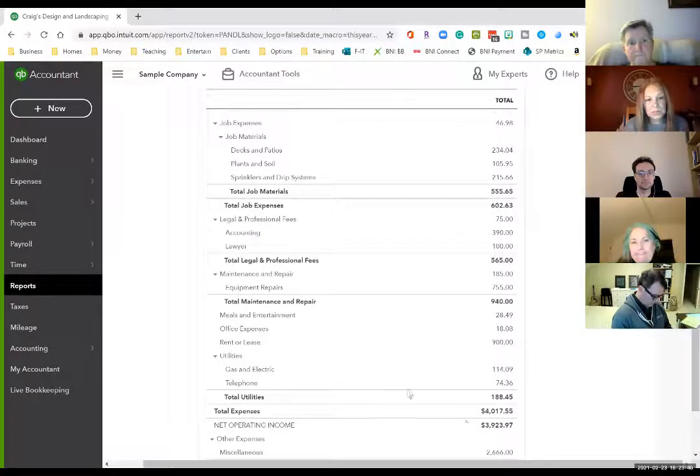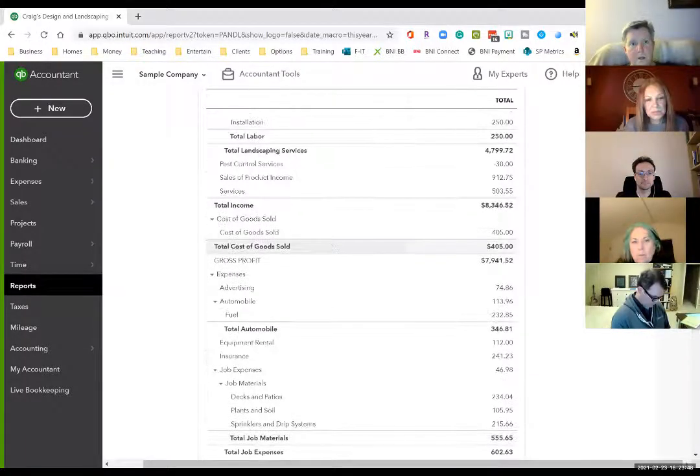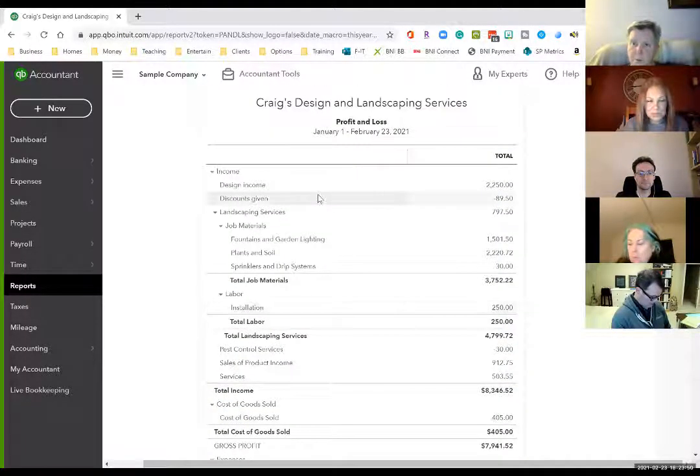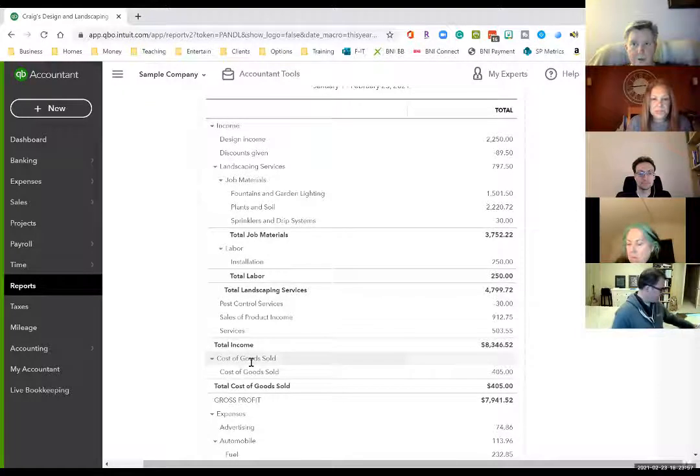So if we look back at this, think of it this way. You have your revenue, your income, and the cost of goods sold are any costs that are directly associated with generating that revenue. Okay. So if we don't have any sales, we don't have any cost of goods sold. They are very tightly bound to each other. They should be anyway.